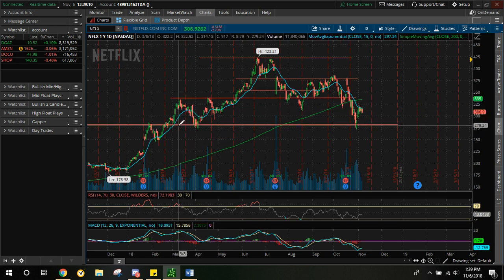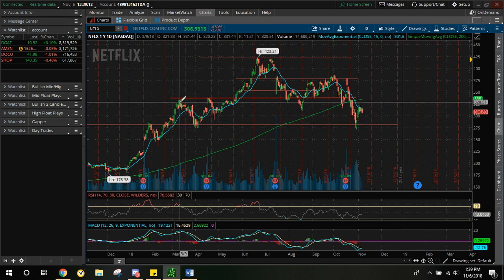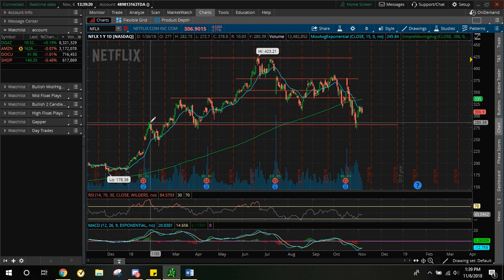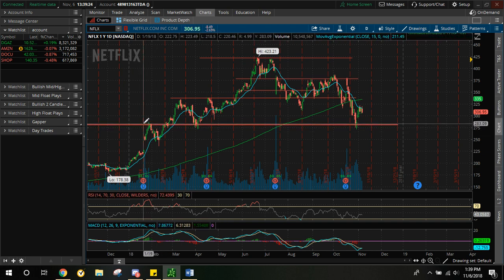What is a pullback? A pullback is when a stock pushes up and then sells off. That is called a pullback. So the stock came up, then it pulled back. Now look, this is where this previous resistance was. You see at around 280, there was a previous resistance. This made this resistance here.